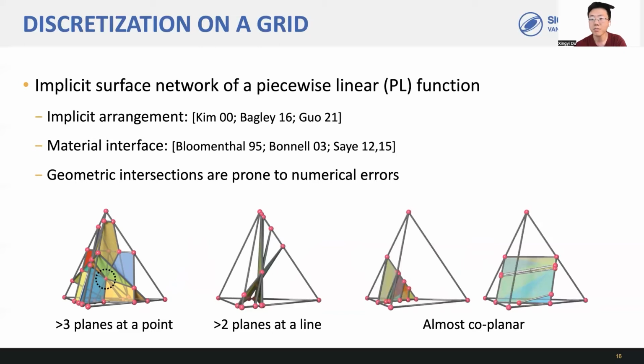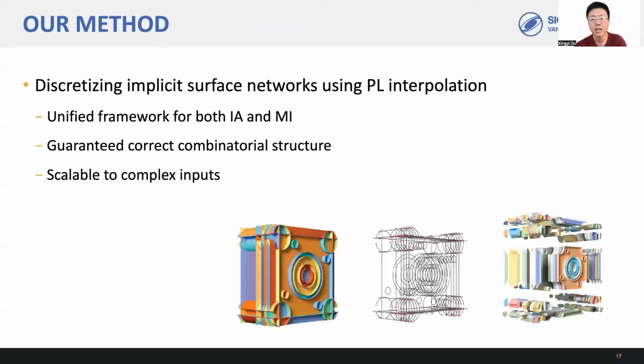Existing methods compute intersections in a non-exact manner, which may result in surface networks having a wrong combinatorial structure. Even worse, some algorithms may not be able to proceed if a key assumption fails due to numerical errors. In this paper, we propose a new algorithm for discretizing implicit surface networks on a simplicial grid using piecewise linear interpolation.